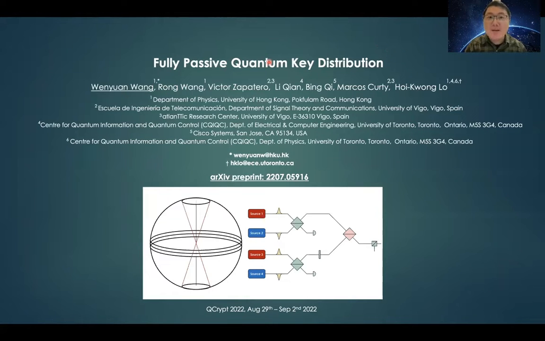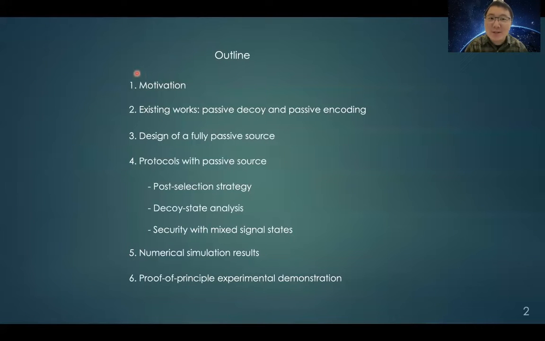My topic today will be fully passive quantum key distribution. As an outline, I'm going to first introduce the motivation of the project. So why do we want passive QKD in the first place? I'm going to then introduce the existing works, including passive decoy and passive encoding. I'm going to then introduce our design of a fully passive source that's capable of creating arbitrary polarizations and arbitrary intensities of a coherent state.